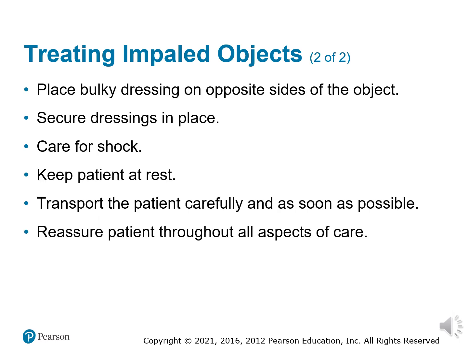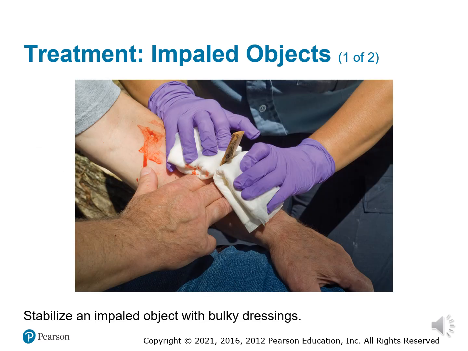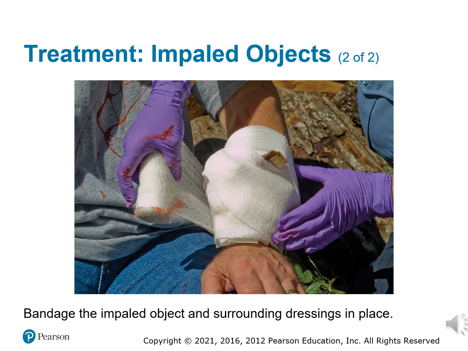Place bulky dressings on the opposite side of the object. Secure the dressings in place. Care for shock, keep the patient at rest, and transport the patient carefully and as soon as possible. Always reassure the patient throughout all aspects of your care. Here you want to stabilize an impaled object with a bulky dressing. Here it shows that they are bandaging the impaled object and the surrounding dressing in place.